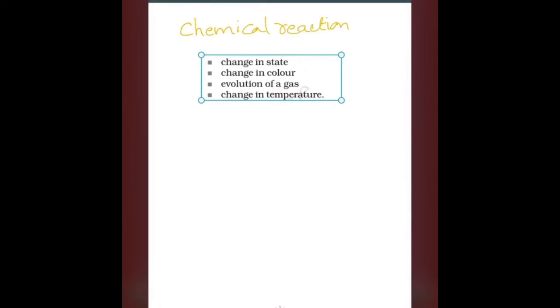How do we identify a chemical reaction? By the following observations. What are the following observations? Number 1, change in state. Number 2, change in color. Number 3, evolution of a gas. Number 4, change in temperature. Now we are going to discuss in detail the following observations.